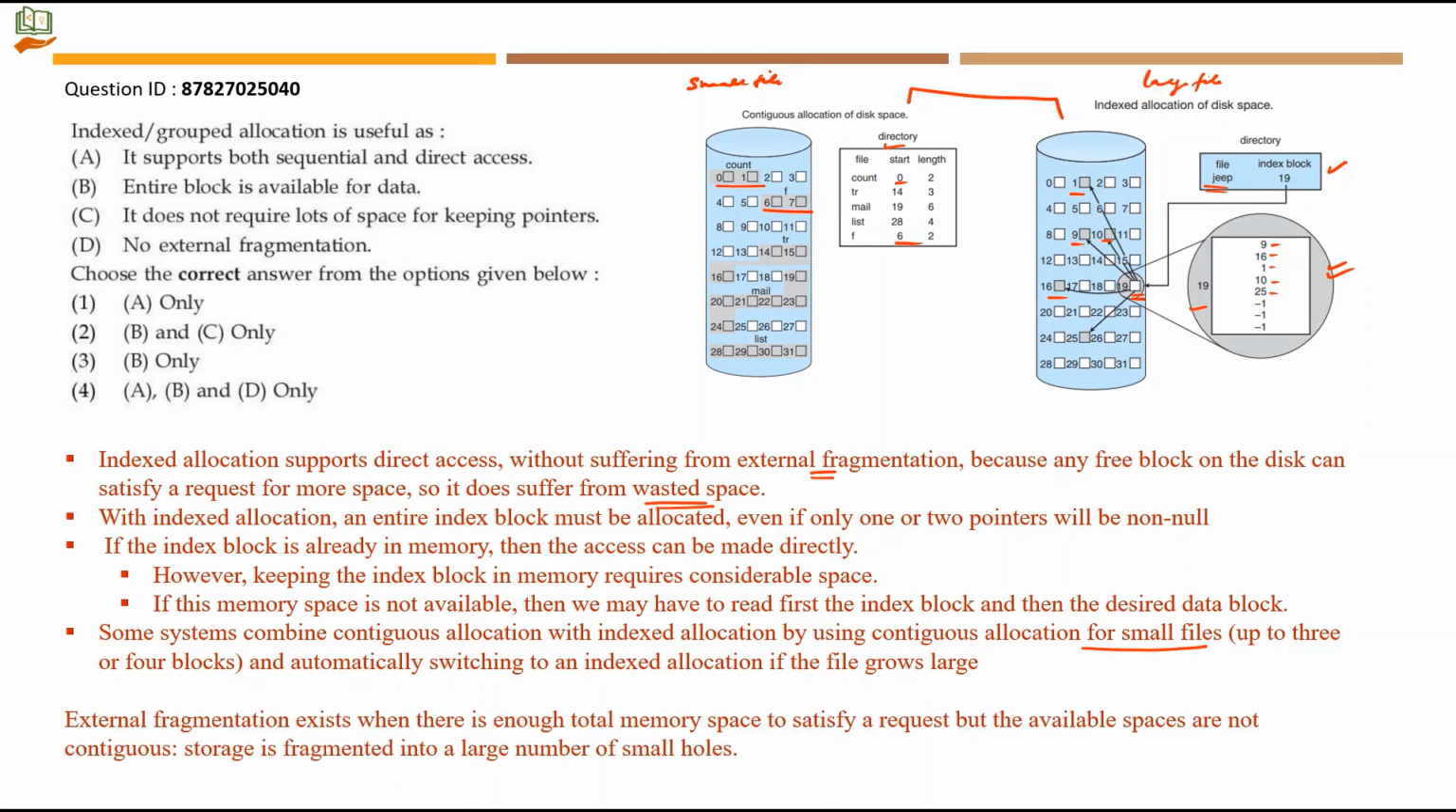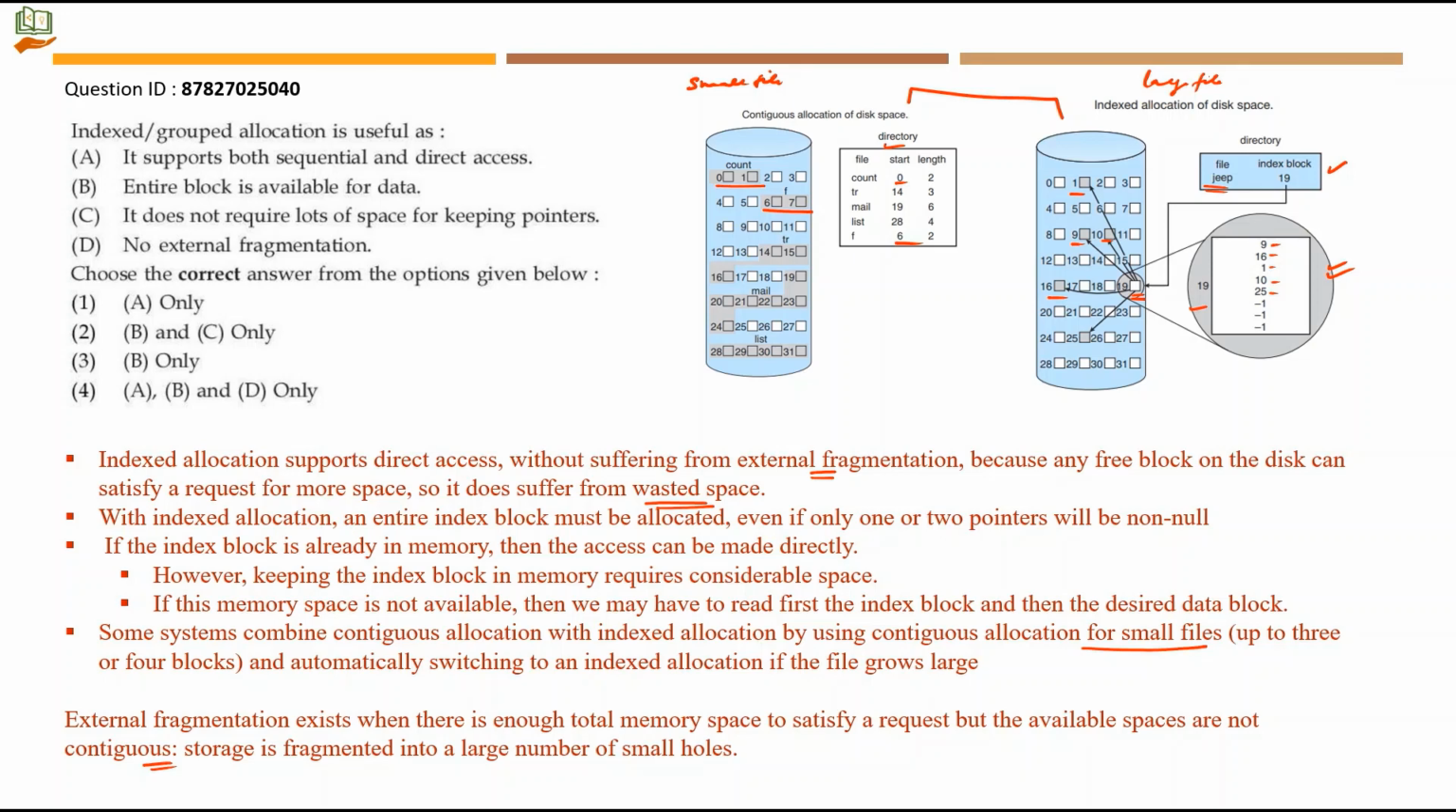So now let me tell you what is external fragmentation. External fragmentation exists when there is enough total memory space to satisfy a request, but the available spaces are not continuous. So the storage is fragmented into a large number of small holes. So regarding index, there is no problem of external fragmentation because it is going to store only the index locations in the index block. Here they say external fragmentation is the storage will be fragmented into a large number of small holes. Though there are spaces, the spaces will not be continuous.